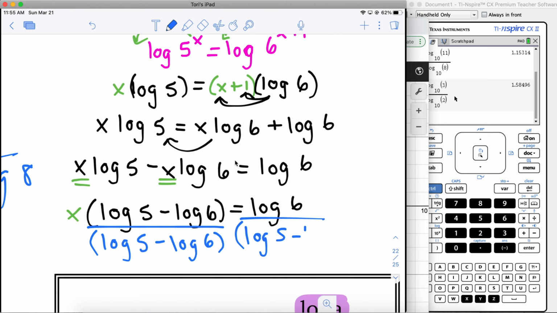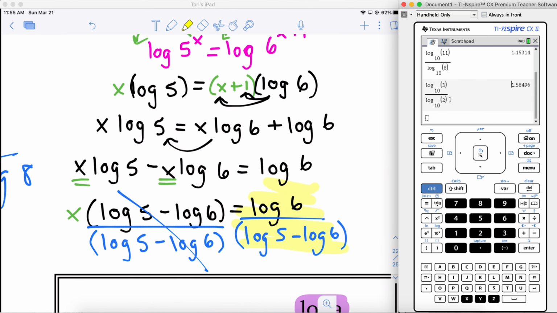Log of 5 minus log of 6. Okay, this cancels. So all I have to do is type this part in my calculator. Let's do that now. So if I'm over here, I'm going to copy paste, so up to here. I'm going to change the top to a 6. On the bottom, I'm going to need 2 pieces. So log of 5, I'm going to arrow over, I'm going to subtract another 1. So I need another log base 10 of 6. And that's going to give me my answer.